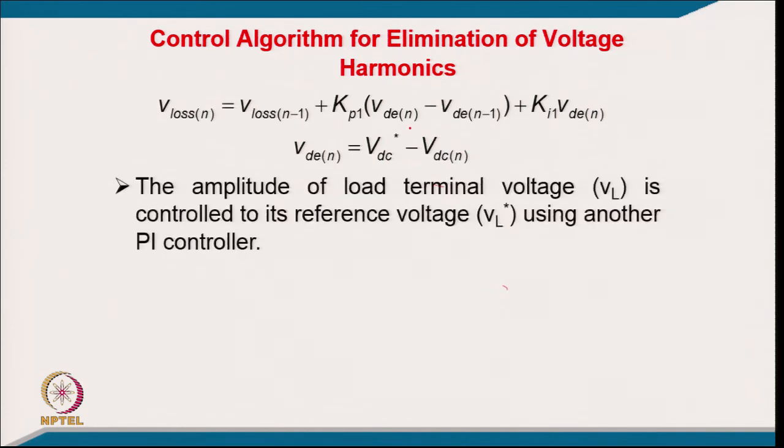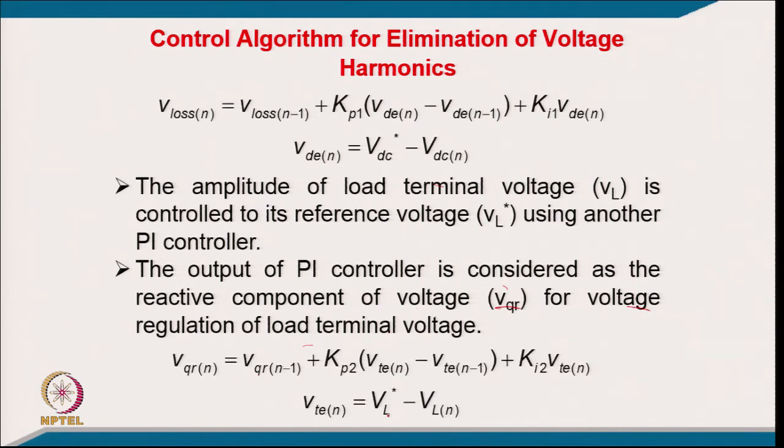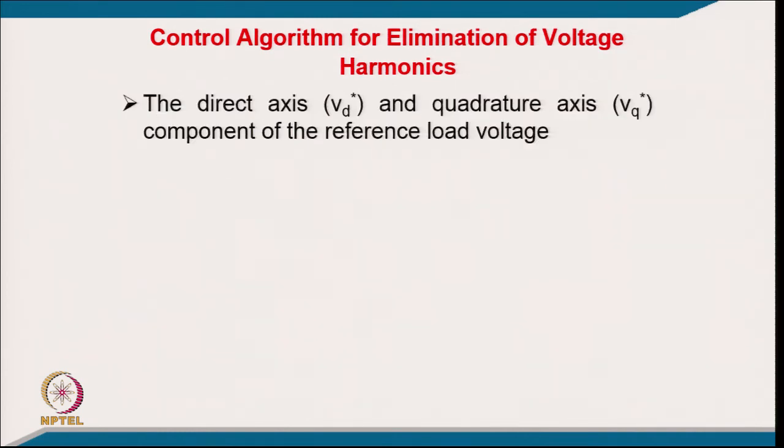And this is the filtered DC link voltage of the series active filter. The amplitude of the load terminal voltage is controlled to the reference value using another PI controller, and the output of the PI controller is considered as the reactive component of voltage for voltage regulation of the load terminal. Again the input of this PI controller is the error: the reference voltage at the load terminal minus the amplitude of the load voltage, after filtering. The direct axis and quadrature axis voltage components of the reference load voltage are obtained from the DC component minus the PI control output, and similarly for the quadrature component, it comes from the load and from the PI controller, and the zero sequence is 0.